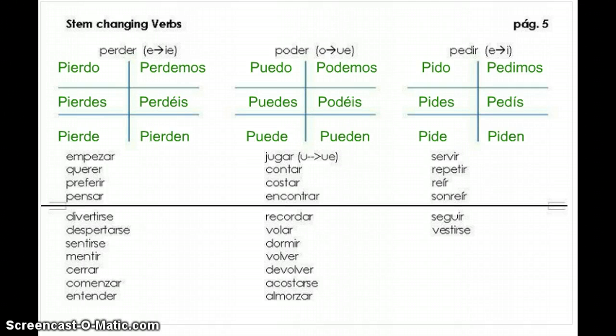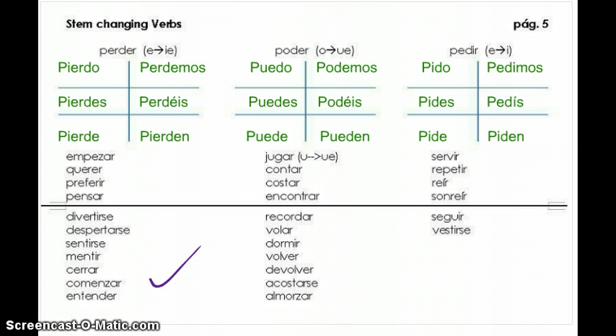So, back to these words. Empezar means to begin, querer, to want, preferir, to prefer, pensar, to think, divertirse, to have fun, despertarse, to wake up, sentirse, is to feel, mentir is to lie, cerrar is to close, comenzar is to begin, and entender is to understand.